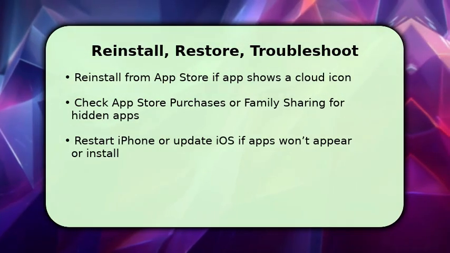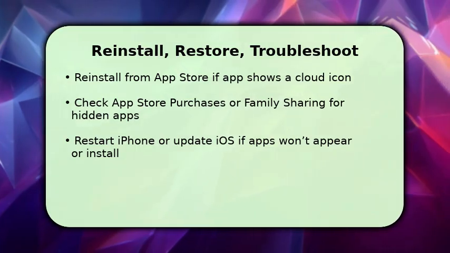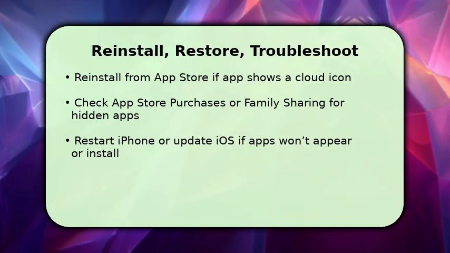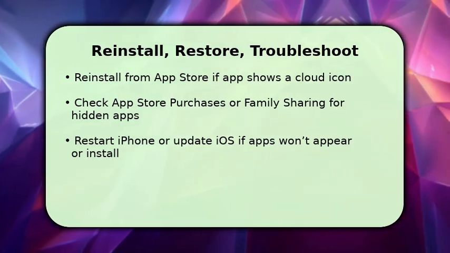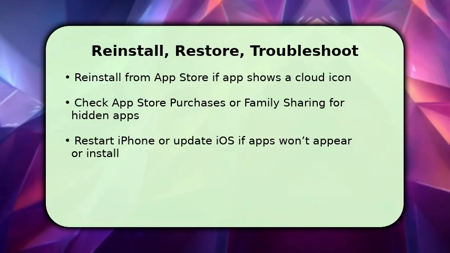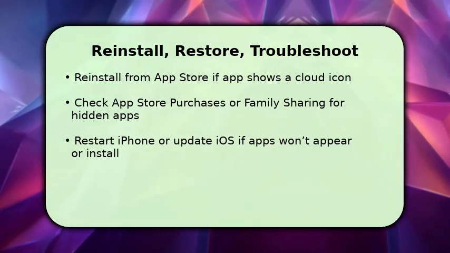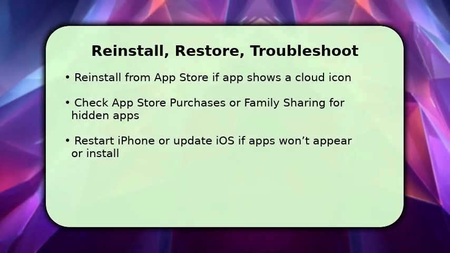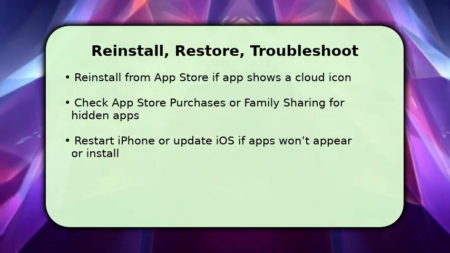If an app is missing from purchases, check Family Sharing or use the App Store account menu to view hidden purchases. Finally, if apps fail to appear or install, restart your iPhone and check Settings, General, Software Update. Often an update or simple reboot resolves indexing and install issues, so try that before deeper troubleshooting.